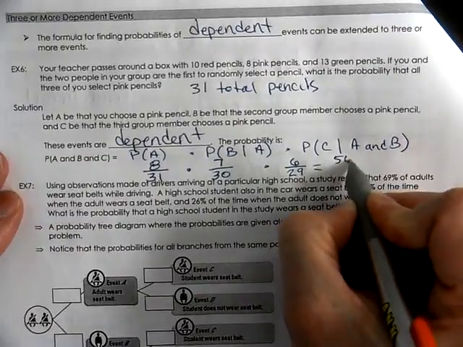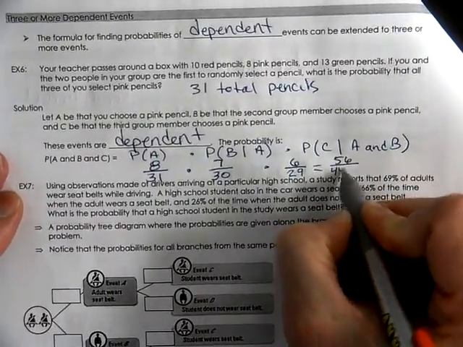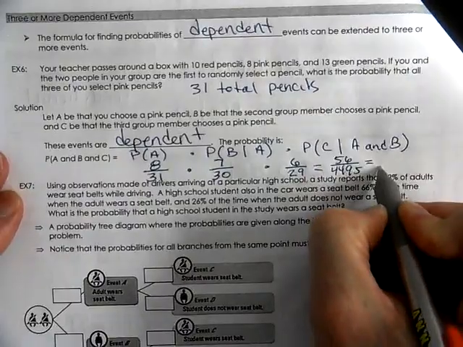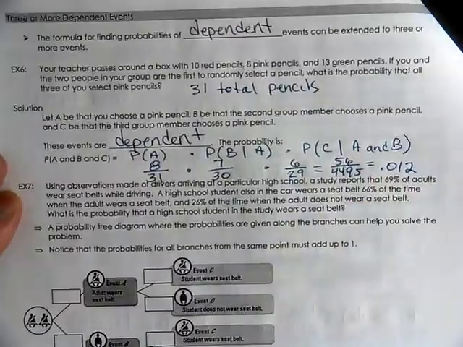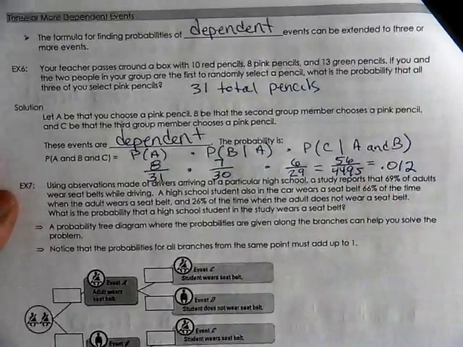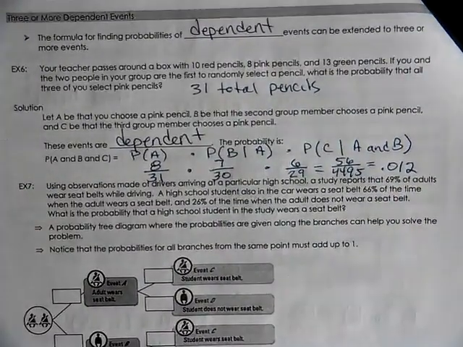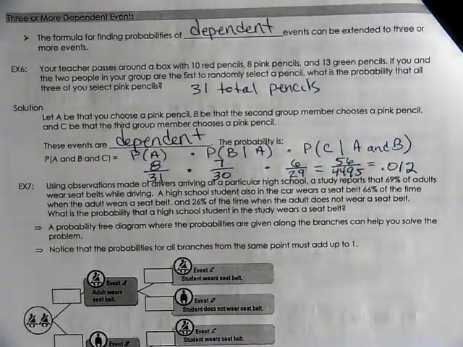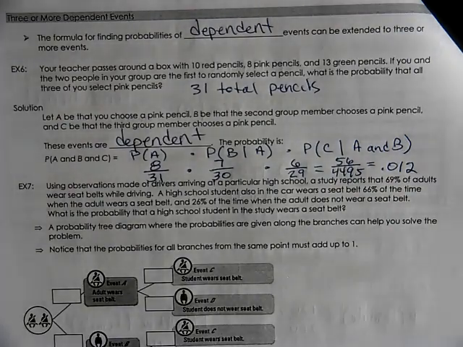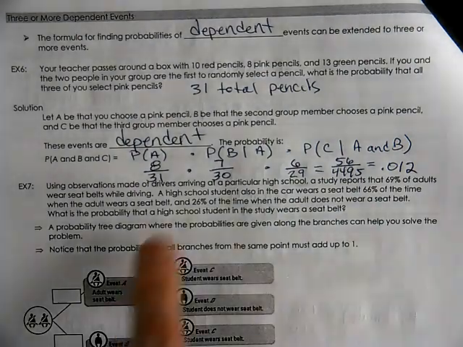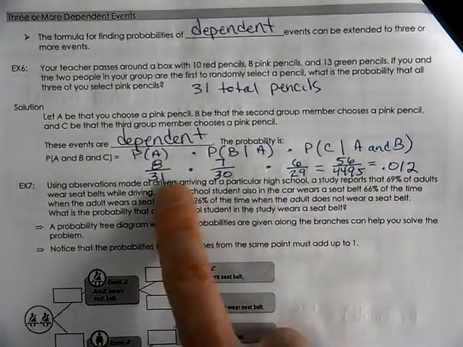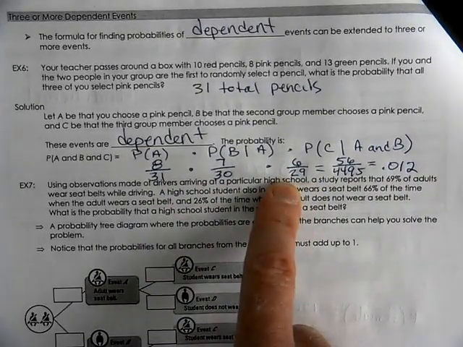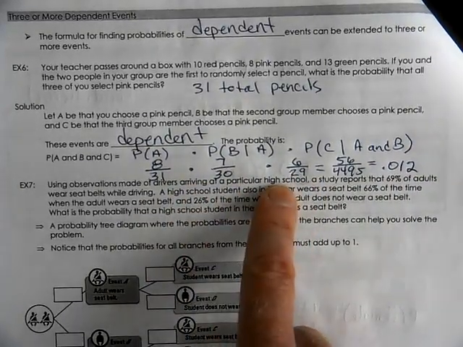That can be reduced to 336 over 26,970, which is 0.012. Not very likely that you're going to pick 3 pencils, all the same color, all pink in this case, in a row. Questions about that? Do you see how we changed the denominator? That's a big hint that this is dependent, when the denominator changes.